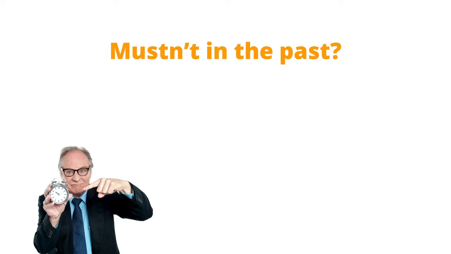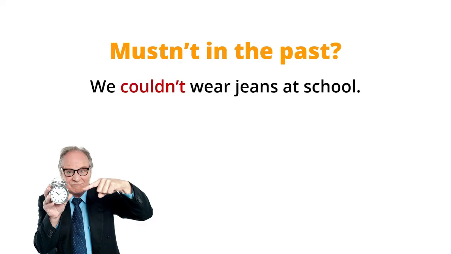So what about mustn't? If the previous one we were looking at was a lack of obligation in the past, what do we do when we want to use mustn't? Well, as I said, mustn't does not work in the past. So really we have to use some other phrases. So we can use couldn't. We couldn't wear jeans at school. We can use couldn't because we have can in the present and we use could as a past tense of can. So if you can use can for permission, then we can use couldn't for permission in the past. So we couldn't wear jeans at school.